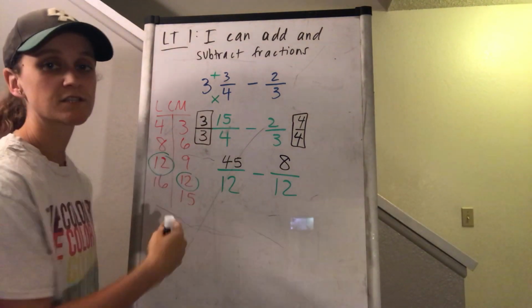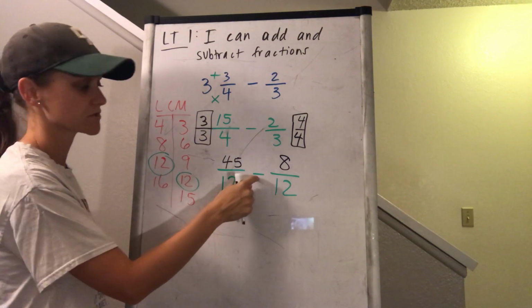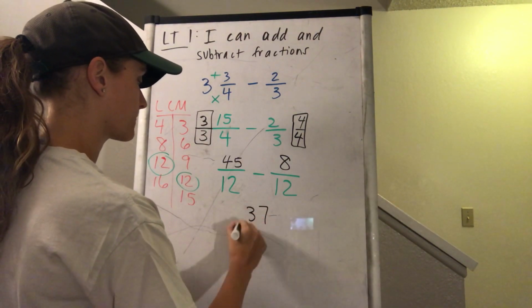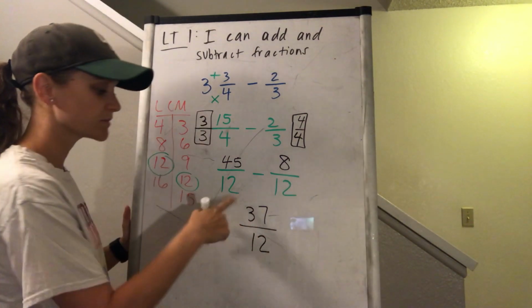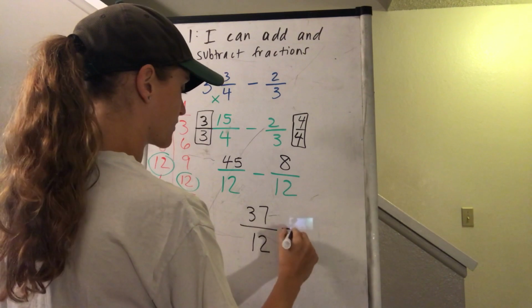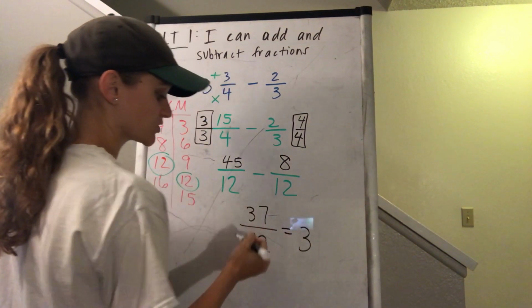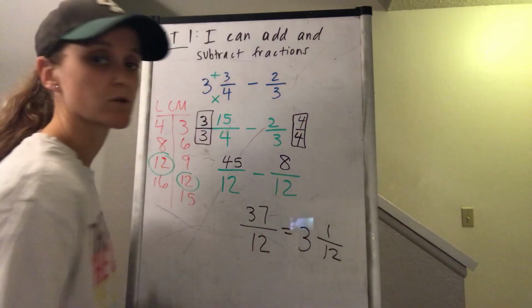And then this is the same thing as adding fractions, but instead of adding them, I'm going to subtract the numerators. So 45 minus 8 is going to be 37. Remember, you just keep the denominator as 12. And you can keep it like this, or if you want to change it to an improper, that's fine. So 12 goes into 37 3 times, because 12 times 3 is 36, and I'm just left with 1/12 left over.